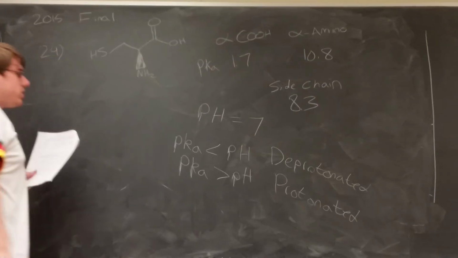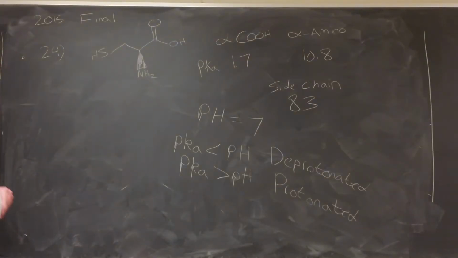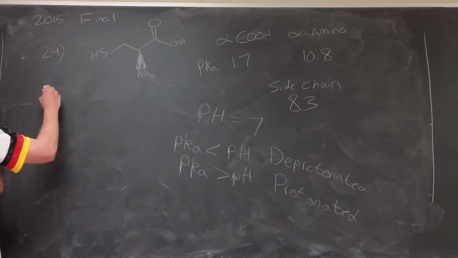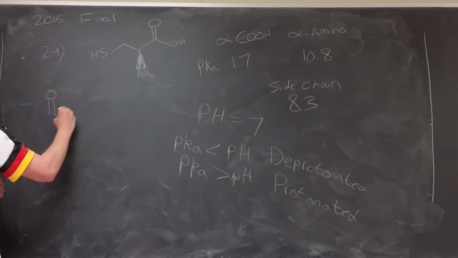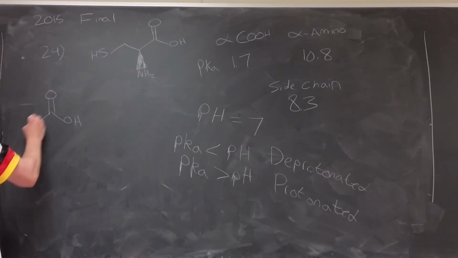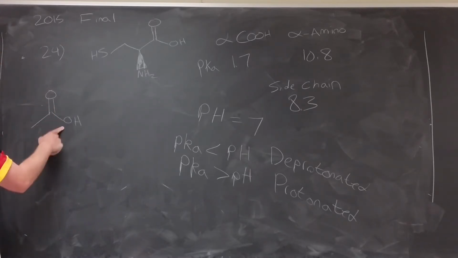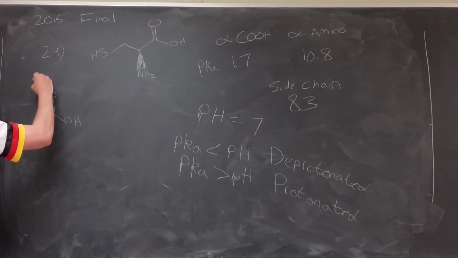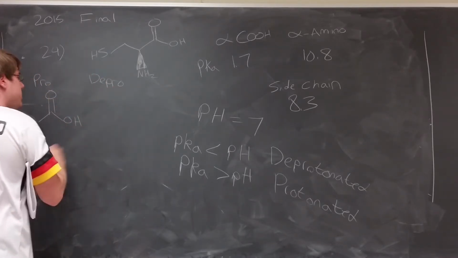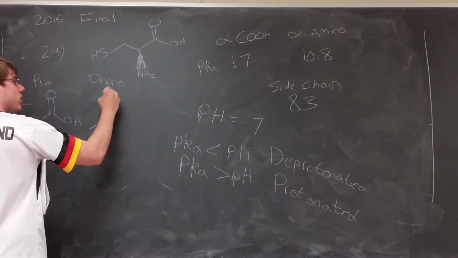Okay? Now, what do these deprotonated and protonated forms look like? Well, there are a couple things you can deal with and how they would look. Let's start with carboxylic acid. Carboxylic acid is going to be in every amino acid you ever deal with. And its protonated form is just this, where you have carbonyl and OH. So we'll do pro and depro. The deprotonated form of carboxylic acid would look like this.